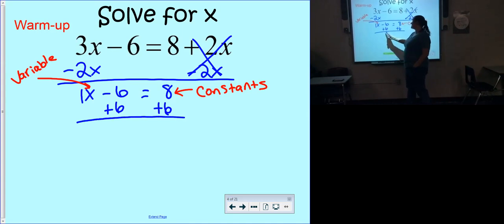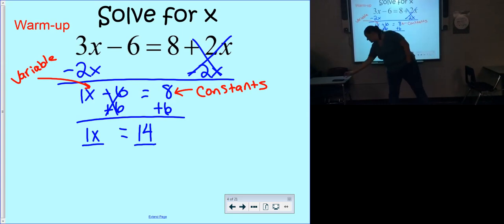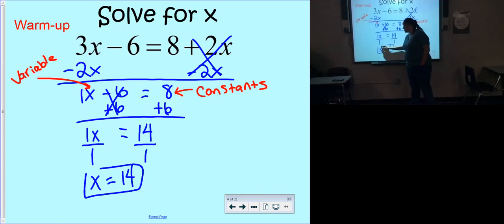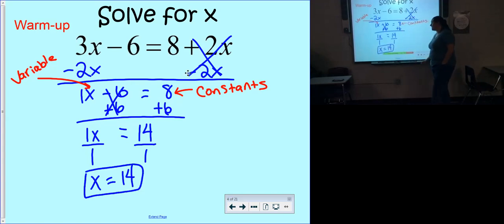Because what I do to one side, I must do to the other. I still have 1x. My 6's cancel. Equals 8 plus 6, which is 14. Once I get to this point, 1x equals 14, I'm going to divide by 1 to give me x equals 14. And that right there is my final answer.